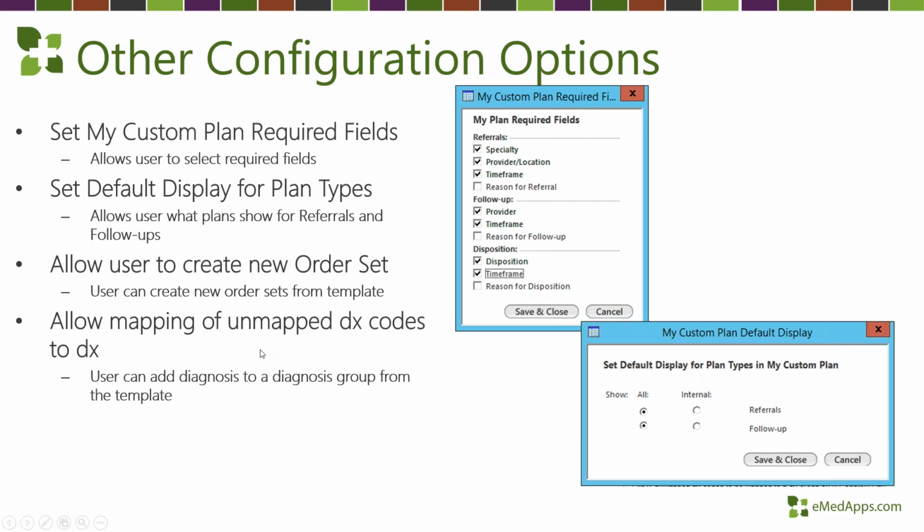There's also another checkbox that says allow mapping of unmapped DX codes. So essentially what this is saying is the user can add a diagnosis to a diagnosis group from the template. Now, I know that one of my clients does use that, and it hasn't really created a problem. I think that most of those are already set by default in NextGen, so there's really not much need to adjust them. But I just want to let you know about that checkbox as well, and I'll show you that here in a few.